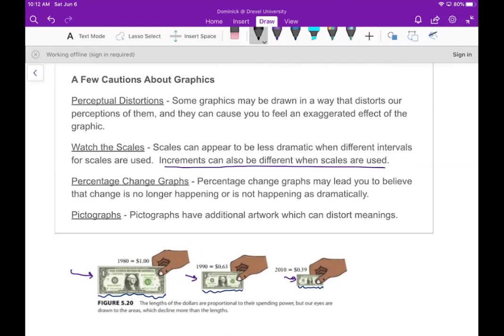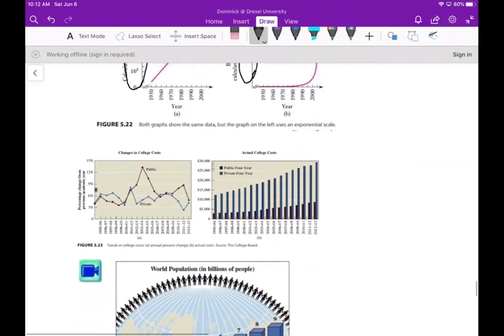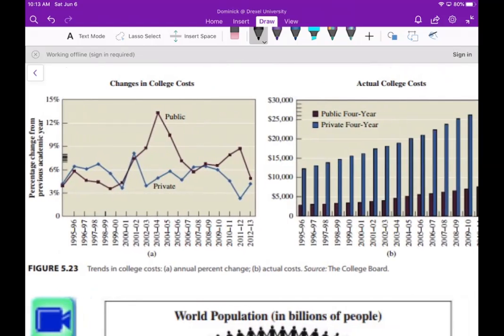Now we can also talk about percentage change graphs, and they may lead you to believe that change is either no longer happening or is not happening as dramatically. Remember what percentage change is: it takes into account how much you're changing compared to your previous setting. So it looks like for this percentage change, we're increasing by around 6% for a couple of years, and then it drops down. And then we have this sort of fluctuation here.